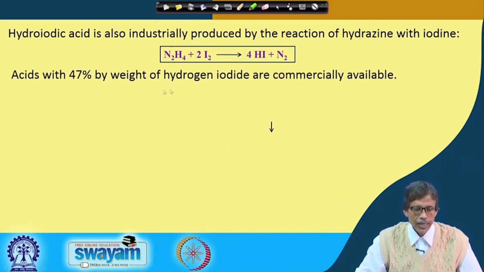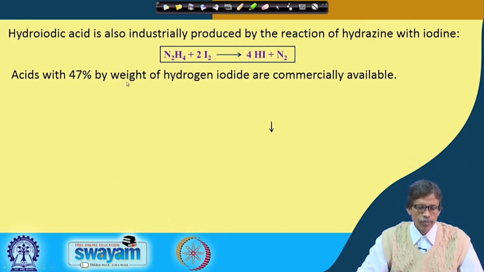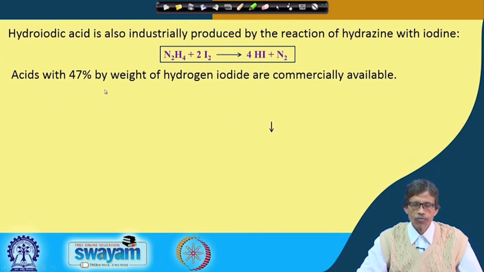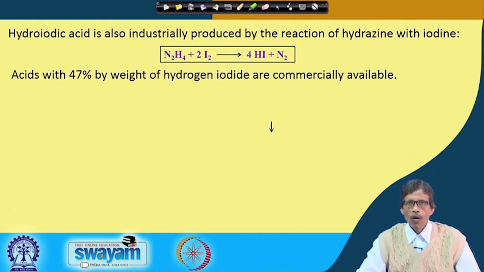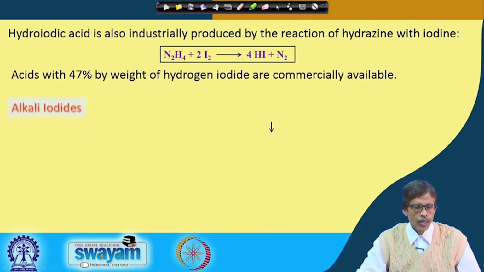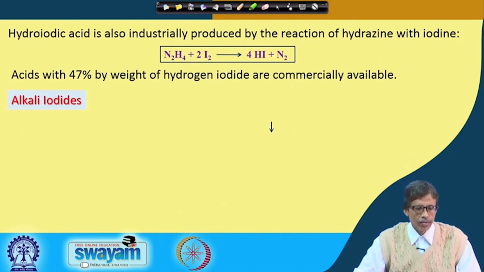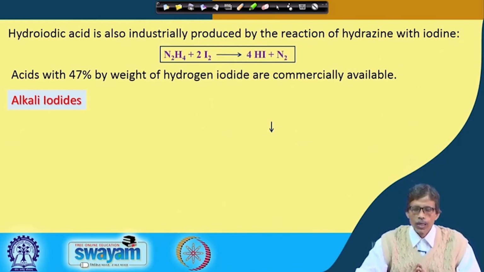So, acids of a quality of 47% by weight of hydrogen iodide are commercially packed and commercially available, because to increase beyond this concentration is sometimes not so helpful, and is not economic either, to increase the concentration beyond 47%. But this particular percentage of hydroiodic acid is useful for all other purposes, starting from your laboratory use to industrial consumption.